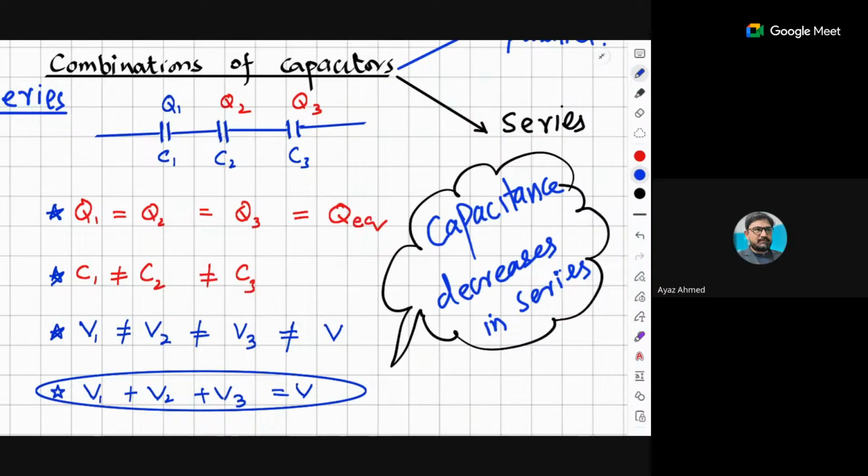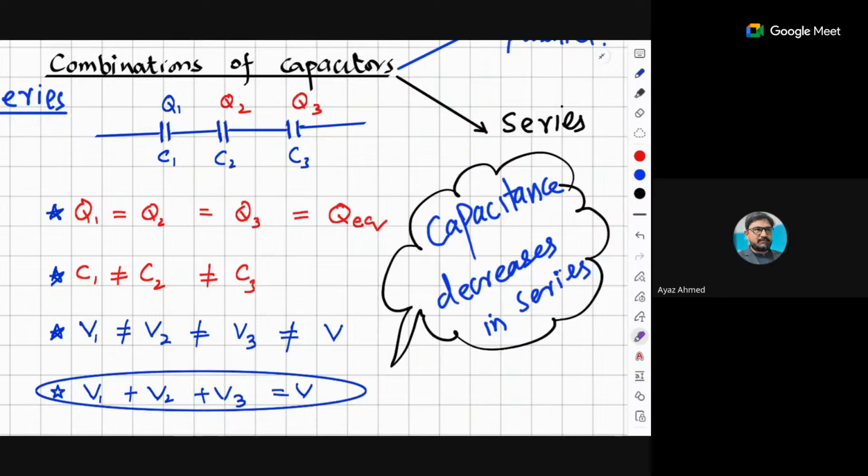So there are some important properties of the series capacitance formula. That is, charge on each capacitor is the same. So whatever charge is accumulated here, the same charge will be shifted to the other plate. So the charge of each capacitor remains equal. Now there is a logical reasoning behind why capacitance is decreased.